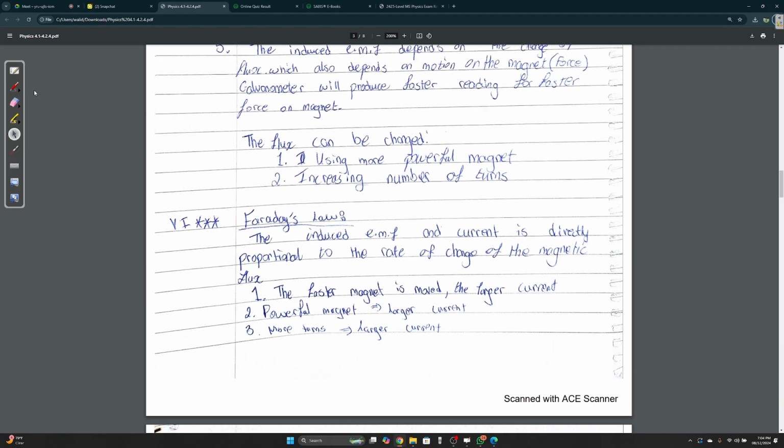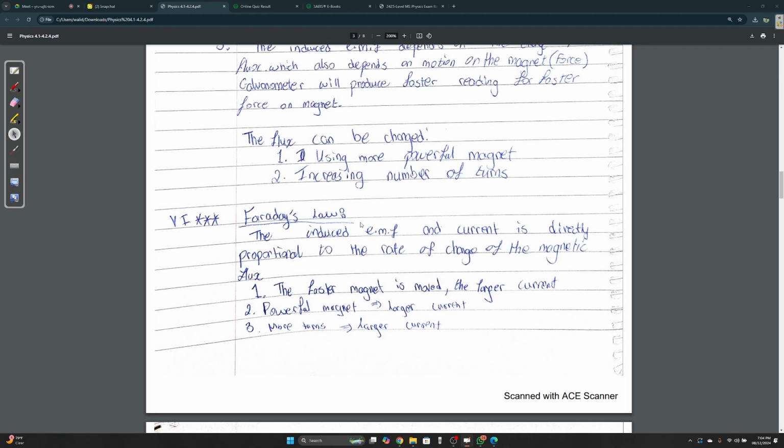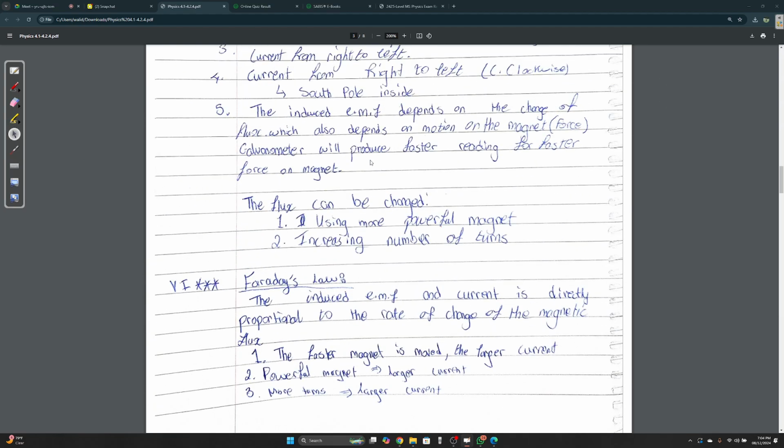Now, the flux. How can the flux be changed? By using a more powerful magnet or increasing the number of turns in the coil. We know this, right? You remember, magnetic flux is equal to BA. To increase the strength of the magnetic field, how do you do that? Just use a more powerful magnet. If you want to increase the area, just increase the number of turns, because there's now more surface area. Very easy.